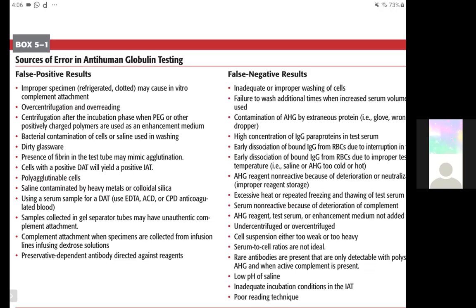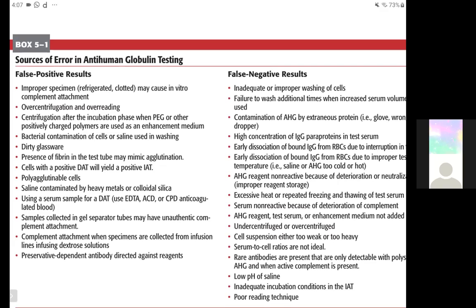So the reagent cells which are used in the IAT, if they are polyagglutinable cells, then they may cause a positive reaction at the IAT stage. Then even cells with a positive DAT. The reagent cells should be O negative basically. If they are O positive, they will also give a positive DAT.